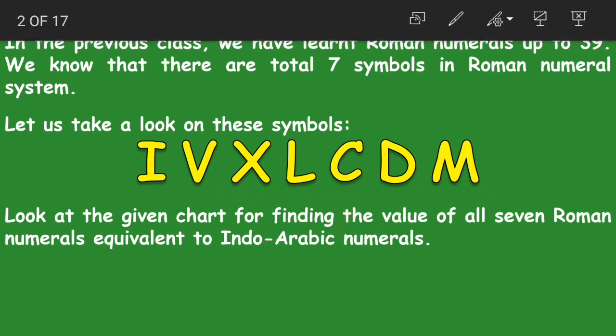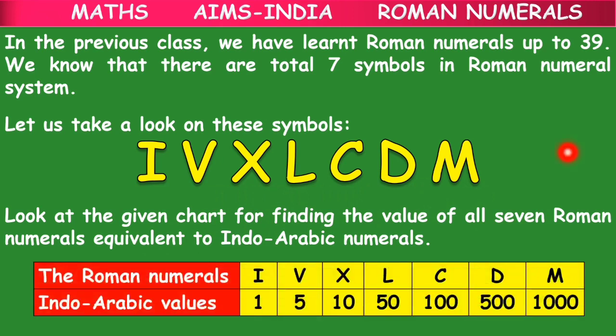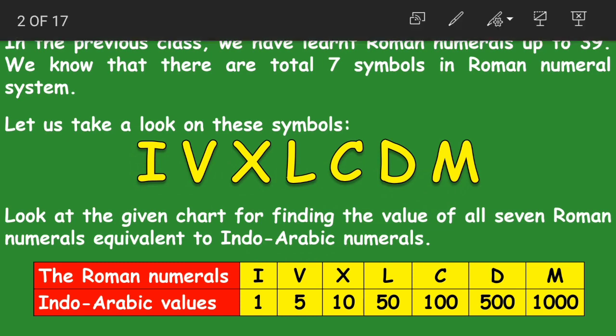Look at the given chart for finding the value of all 7 Roman numerals equivalent to Indo-Arabic numerals. Now these are the Roman numerals. These letters you see are the Roman numerals, and the numbers we use are called as the Indo-Arabic values. What are they called as, children? Indo-Arabic values. Now coming to the first numeral I. You all know what this stands for, right? This stands for 1. Yes, this I stands for 1.